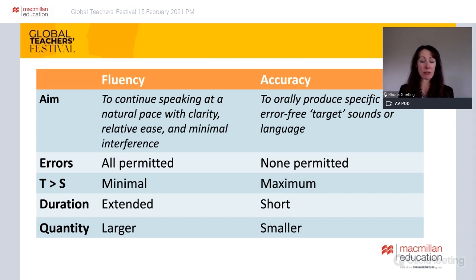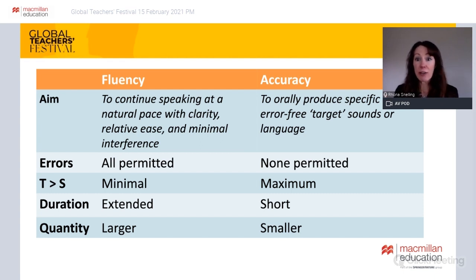Let's look a little closer at these 2 and examine the characteristics between fluency activities and accuracy activities. So we've got 4 categories here. To the left, we've got errors, teacher to student interaction, duration, the time of the activity, and quantity of the output from the activity. If we look at errors, and we'll just say that that's any incorrect language, in fluency we're kind of permitting all errors. That's fine. Our interest is just producing a lot of speech. Errors are not important. Accuracy is not important. Whereas in an accuracy activity, we don't want any errors. We want to be eliminating them as much as possible.